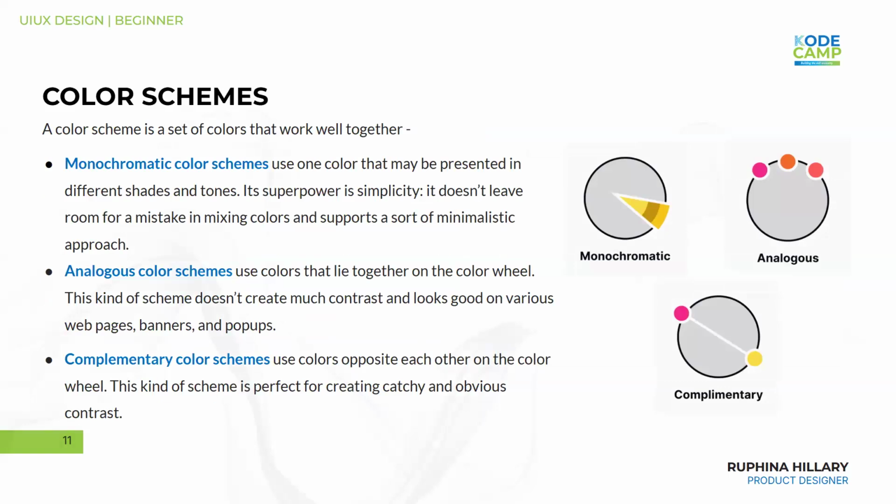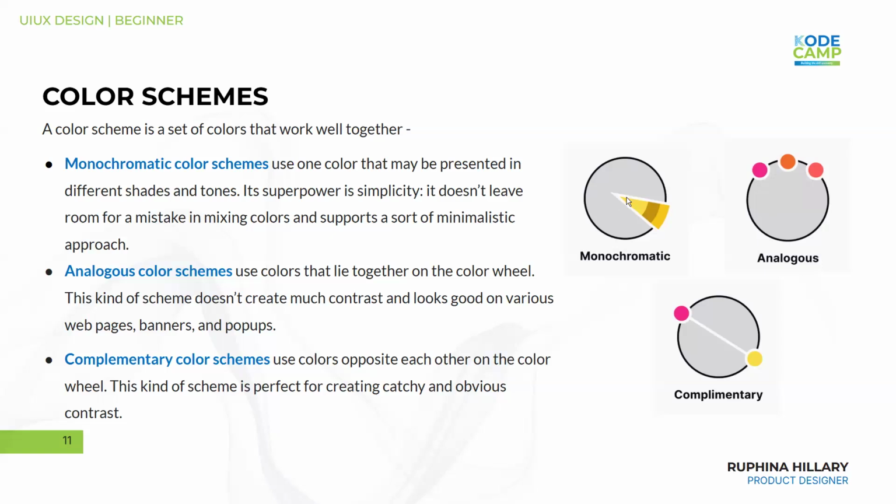Right. Then we also have color schemes. So a color scheme is a set of colors that work well together. We have the monochromatic color scheme, which is only one color in different shades and tones. The superpower of the monochromatic color scheme is simplicity. It doesn't leave room for mistakes in mixing colors, and it supports a sort of minimalistic approach. So if you have seen an application where the only color used is probably blue with gray, you could see black, you could see different shades of gray, but the main color used in that application is blue, just different shades of blue. That's a monochromatic color scheme.